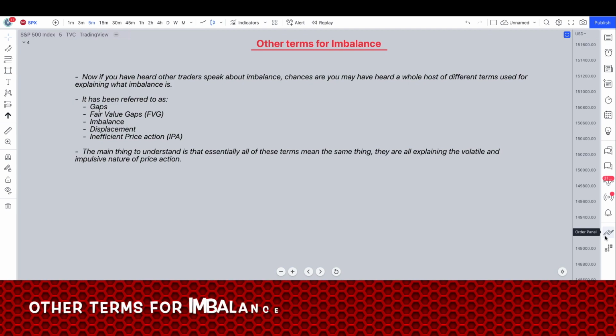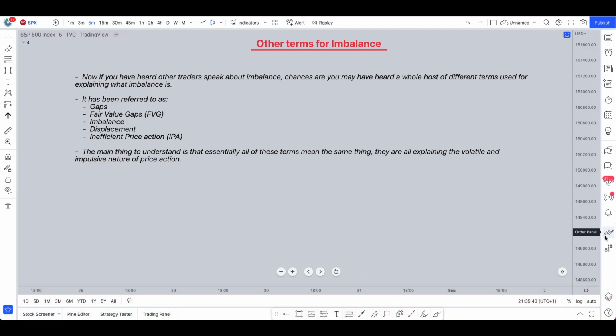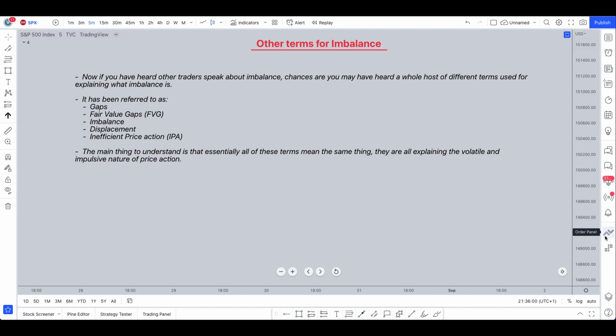Moving on to other terminology for imbalance. If you've heard other traders talk about imbalance, you may have heard a lot of different terms used to describe it. These are gaps, fair value gaps, or FVG for short, imbalance itself, displacement, and inefficient price action, which is also known as IPA. However, the main thing to understand is that all of these terms mean the same thing. They all describe how fast an inefficient price action can be.